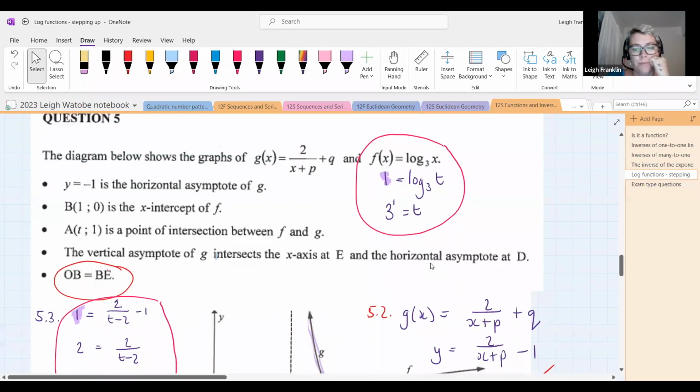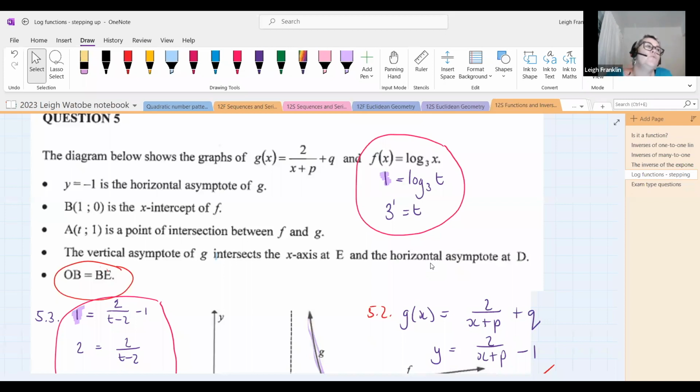There you go. So on the graph of f of x equals log 3x, could we be asked to calculate, like, let's say, real roots and things like that? Oh, okay. No, I don't think so.